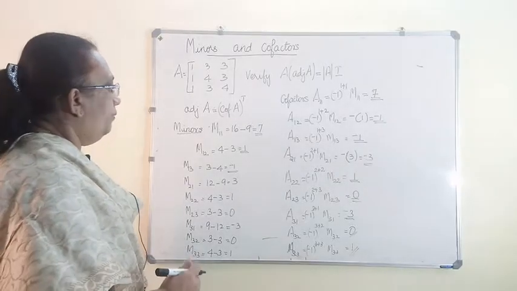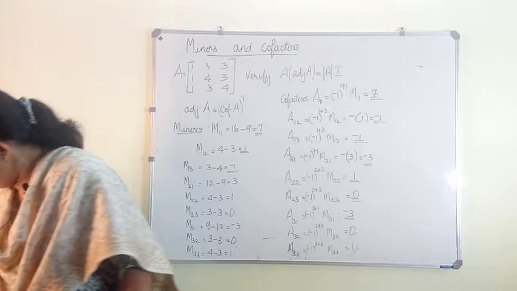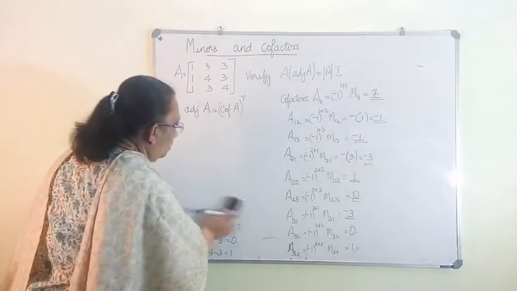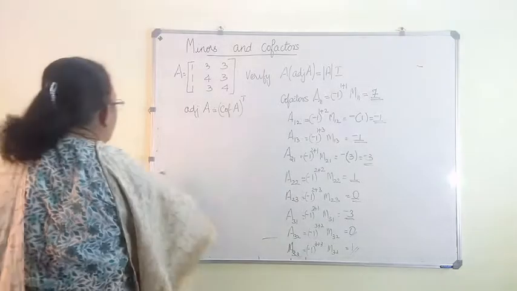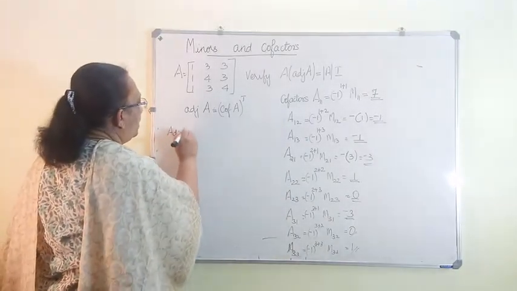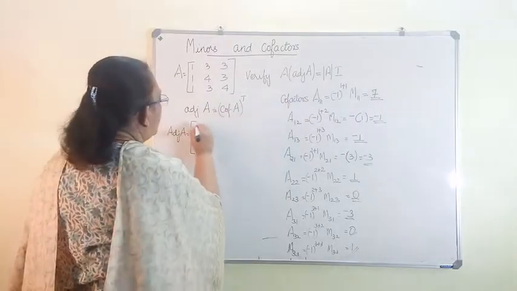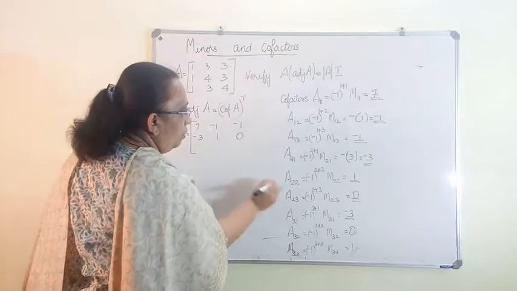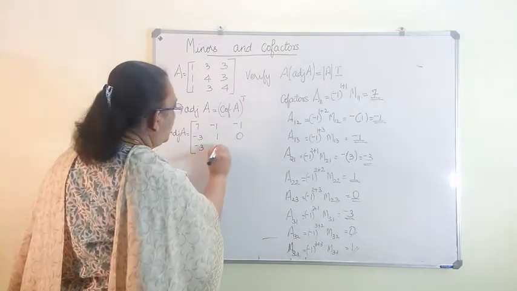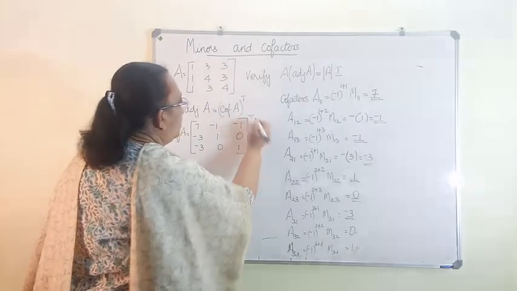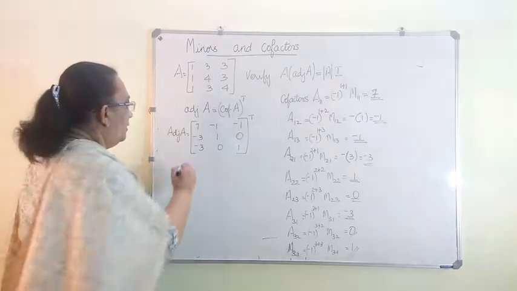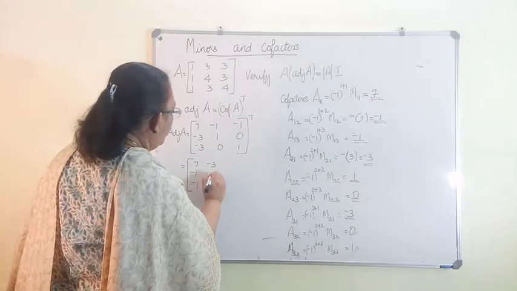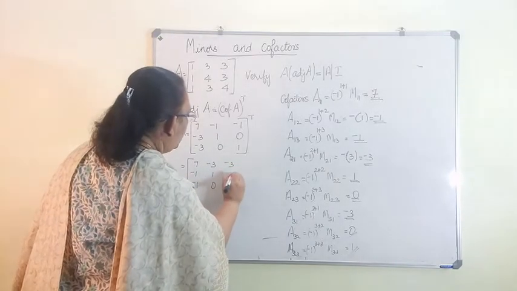Now what is adjoint of A? Now I am going to rub the left hand side. What is adjoint of A? Adjoint of A is equal to cofactors of A, the whole transpose. So here you have the cofactors. Adjoint of A is equal to cofactor of A, which is 7, minus 1, minus 1, minus 3, 1, 0, minus 3, 0, 1, the whole transpose. Okay, tell me, how do you get the transpose? Yes, interchange the rows and columns. 7, minus 1, minus 1, minus 3, 1, 0, minus 3, 0, 1.